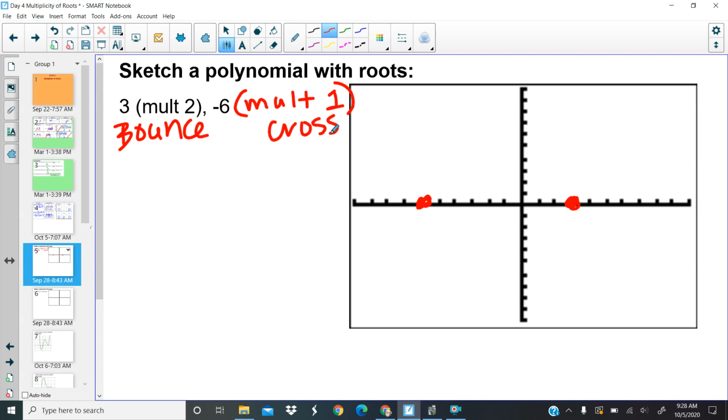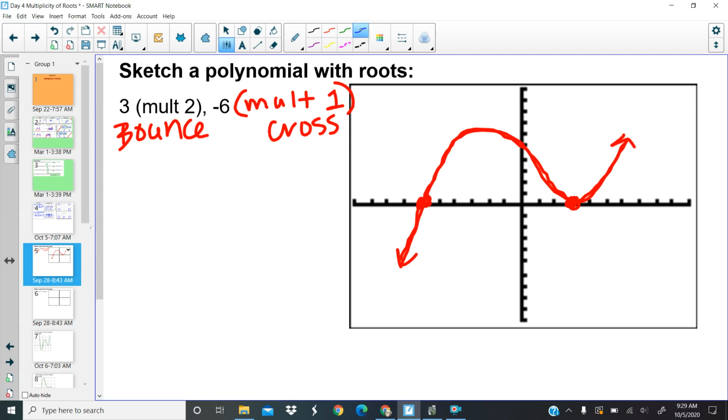So I'm going to start down here, and I'm going to cross through -6, and I'm going to come back down to where x equals 3, and I'm going to bounce back up away from that x-axis. So this is one version of a graph that you could draw. However, this isn't going to be a unique graph. There is another answer that would also be correct.